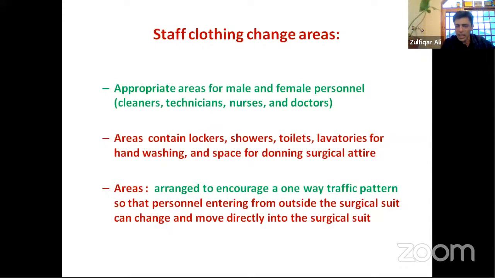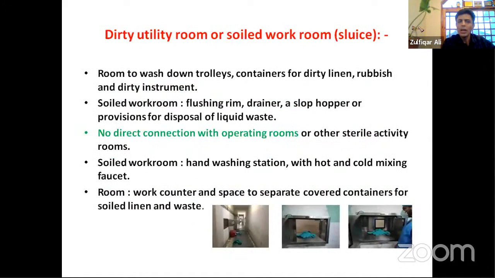Once the staff enters the operating room, the staff should enter from one lane, which is a clean lane, and then go to the scrub station, get scrubbed, wear surgical scrub clothes, and move to the operating room. Once the procedure is over, there should be another way out once the patient comes out of the operating room. A dirty utility room or a soiled room is very important.